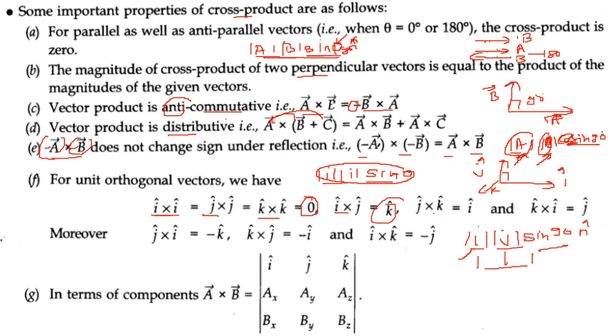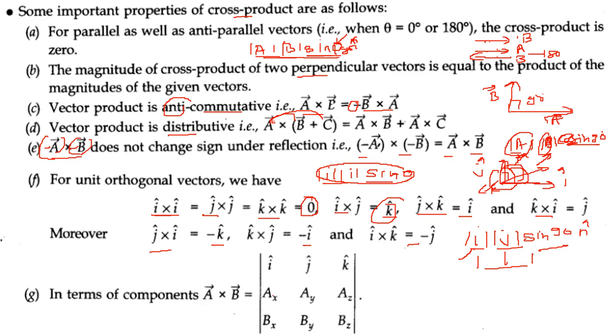Similarly, with the same logic, j cross k will be i and k cross i will be j. So i cross j will be k, j cross k will be i, and k cross i will be j. But if you take j cross i, it is going to give you minus k. It will be in this direction. So j cross i will be minus k. If you are going anti-clockwise, it will be positive. If you are going clockwise, it will be negative.